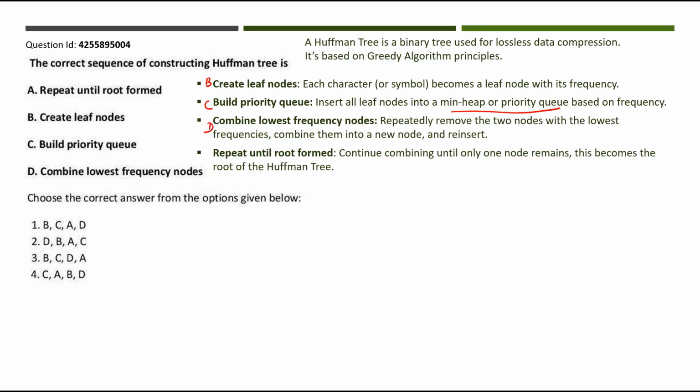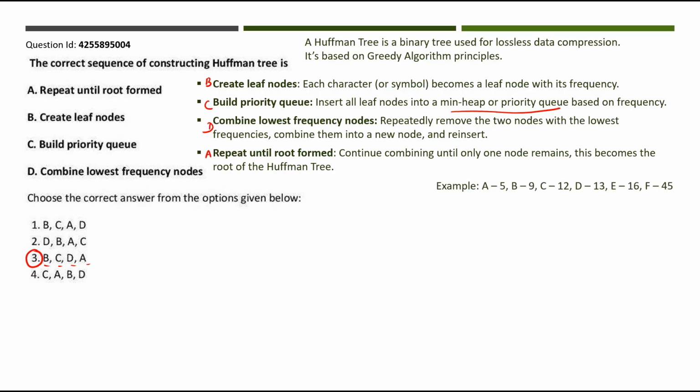This is option D. Repeatedly remove the two nodes with the lowest frequencies, combine them into a new node and reinsert. I will show you how this is done, but before that we will complete this question. Repeat until root formed. Until you make it to a single node, you have to keep repeating this procedure again and again. This is option A. Continue combining until only one node remains. This becomes the root of the Huffman tree. B, C, D, A is available in option number 3. Option 3 will be the right answer.